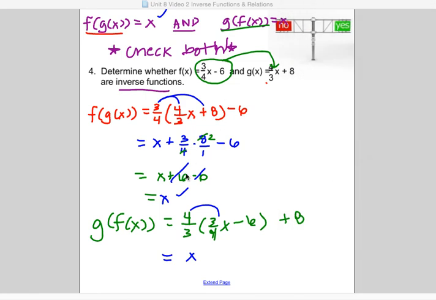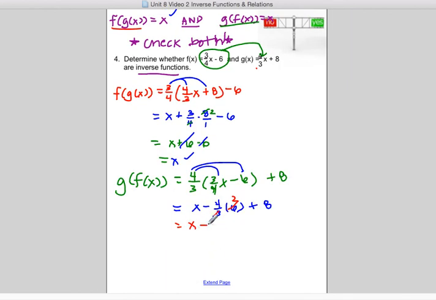Otherwise, I'm going to show you how to do it algebraically. If I distribute here, I have minus 4 over 3 times 6 plus 8. 6 divided by 3 is 2, so I have x minus 4 times 2, which is 8, plus 8. Those will cancel, so I'm left with x. So that checks out right here. I checked both, and they both equal x. So guess what that means?